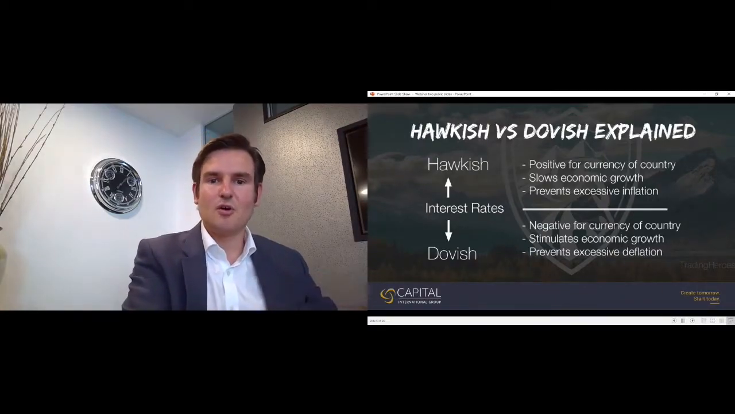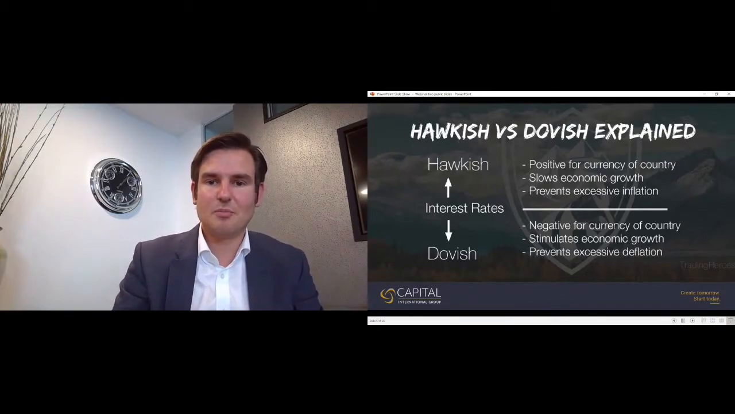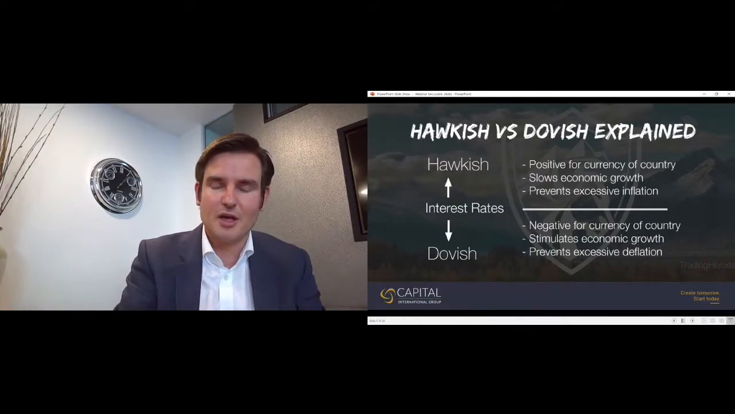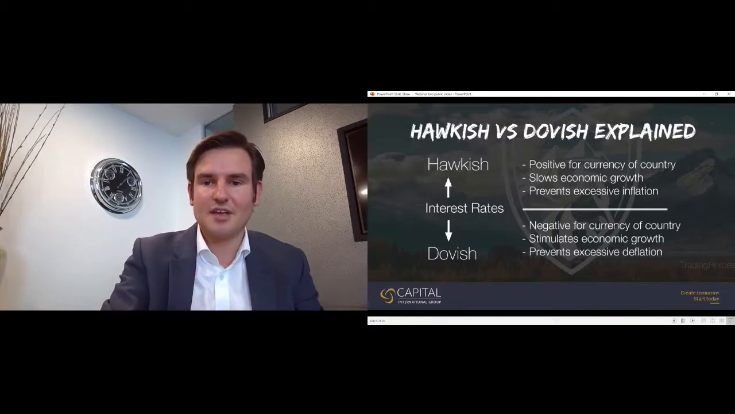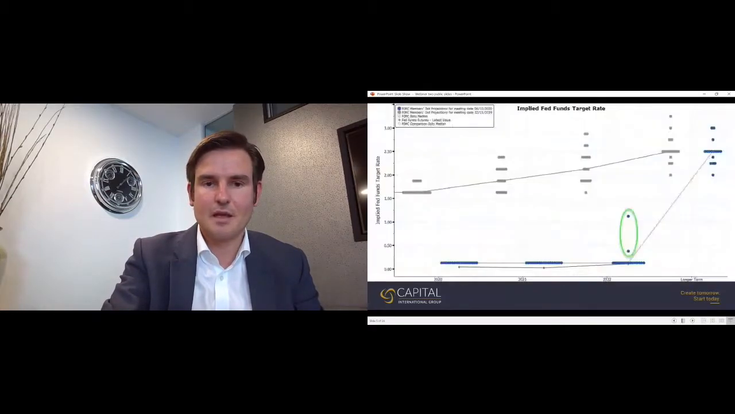On the other side, hawkish would tend to be positive for the currency of a country. It may be used to slow economic growth, not that that's been a concern lately, and it may be used to prevent excessive inflation. So let's have a close look now at the dot plot.